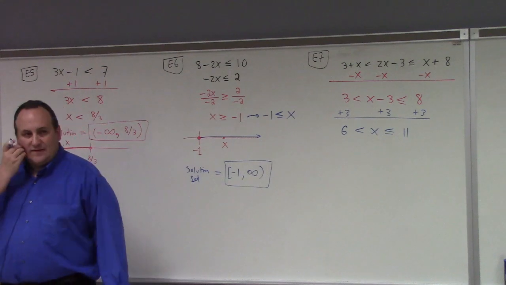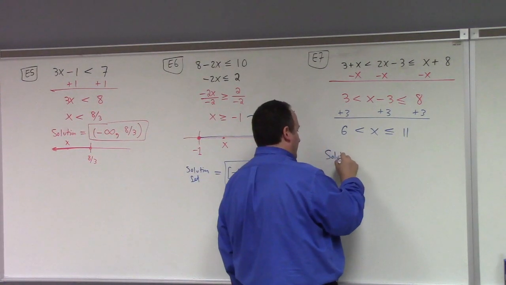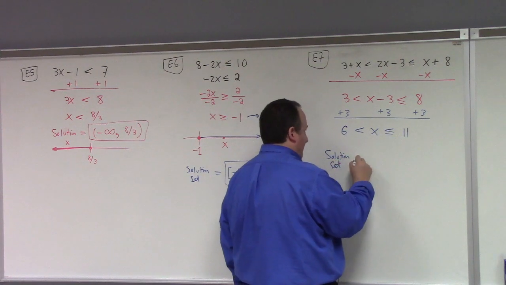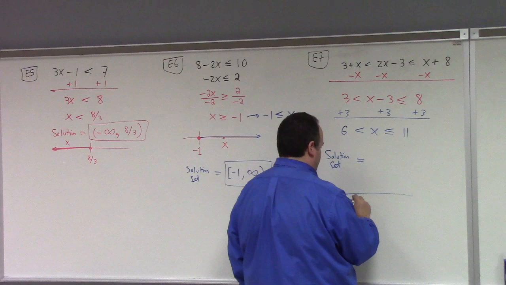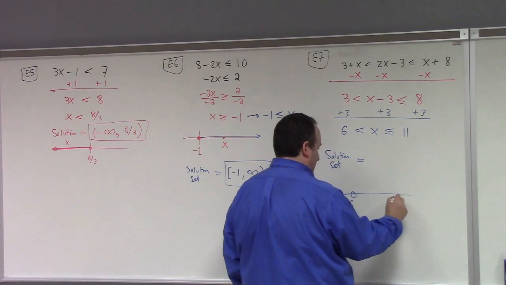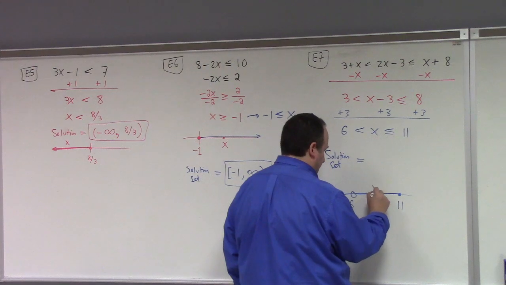So what's my solution set in this case? X is a number between 6 and 11. Well, it's also 11, right? So on the number line, it looks like what? Here's 6, here's 11. 11 is included, 6 is not, x is in here somewhere.